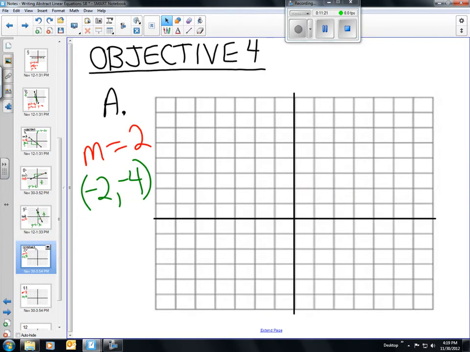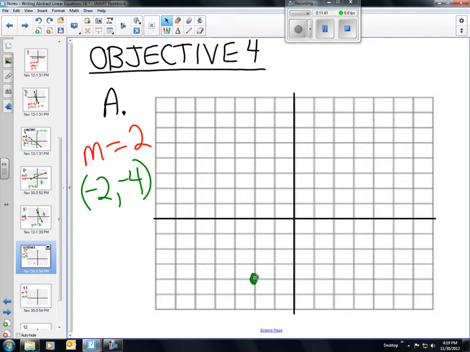And now we move on to objective 4. So objective 4, the directions are this. Write the equation of the line with the given slope and passing through the given point. So here we know the slope and we know a point. So first of all, we need to plot the point. Negative 2, negative 4 is right there.